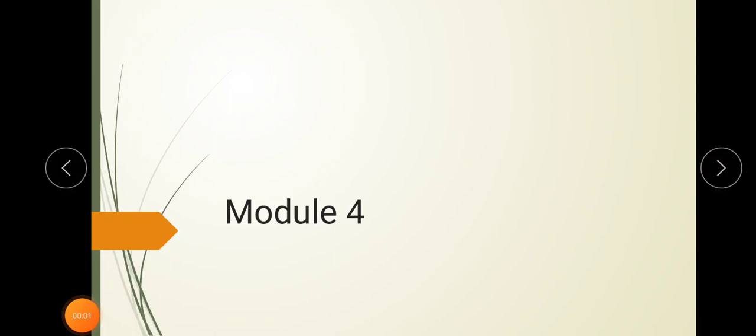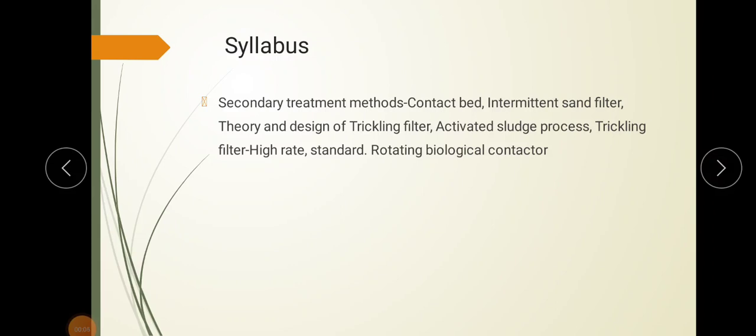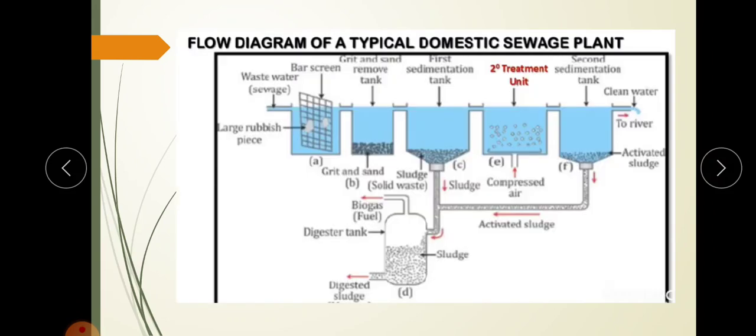Morning students. So let's start the fourth module. The fourth module mainly deals with secondary treatment or biological treatment, and the methods are contact bed, intermediate sand filter, then trickling filter, activated sludge process, etc. So first we can revise the portions.